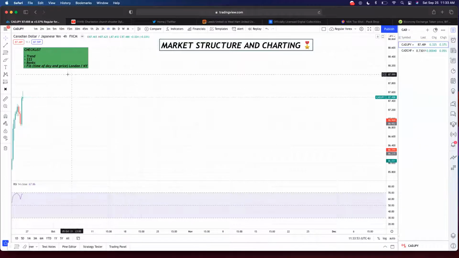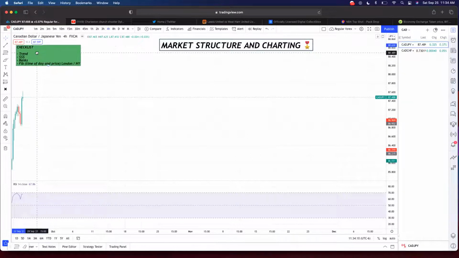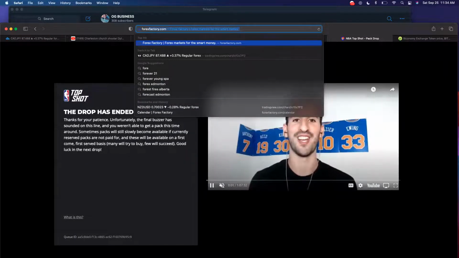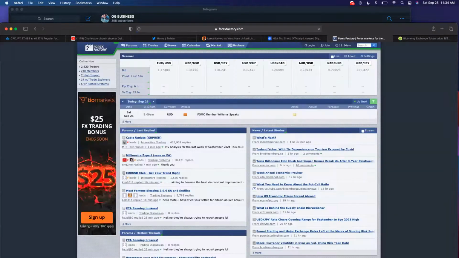So, if you notice my checklist on here, this is usually what I look at before I get into the market. As you can see, I'm a technical analysis trader, not a fundamental analysis trader, so I don't necessarily look at what news has to say for the day. But just starting the day, since this is a team call, I'm going to start by looking at what Forex Factory has for the week.